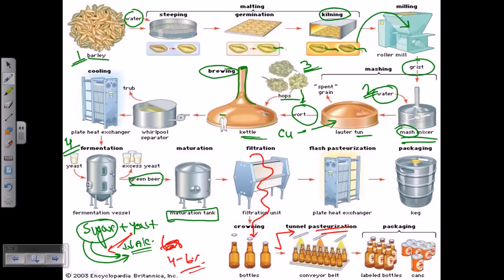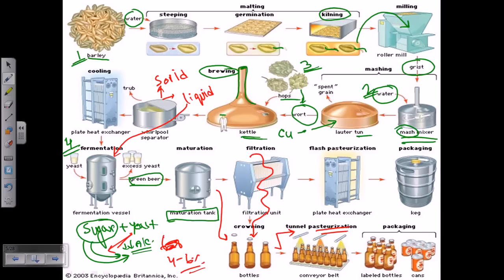Remember, in this particular step, after the kettle, when you take it to the whirlpool separator, two important things are generated: one is liquid, another one is solid. The liquid material that is generated is simply transferred to the fermenter tank, and the rest of the process will go on like that. But the solid material will be transferred to the flash pasteurization, and at this particular stage, it will be taken as cattle feed.